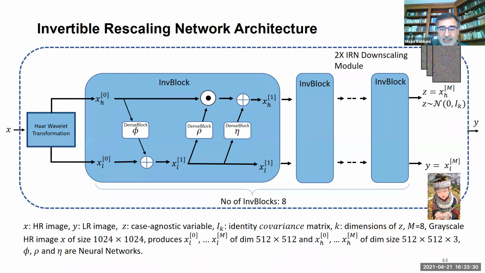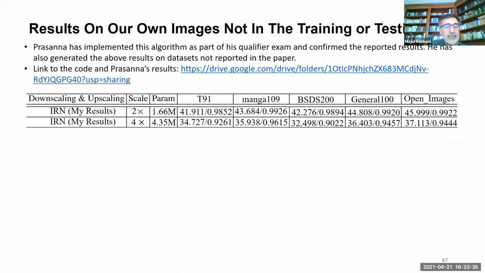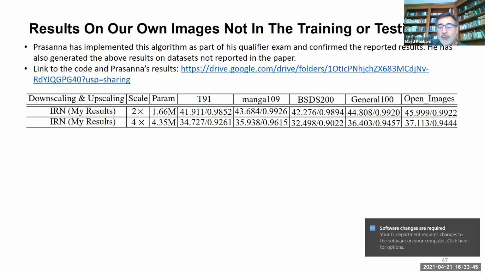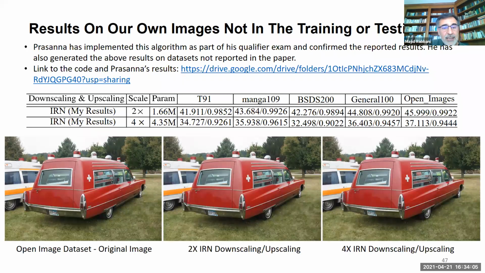But the last slide, and this talks about the weights that I am interested in, is that my student Prasanna, this is my last slide, has implemented this algorithm as part of his qualifier exam, and not only has confirmed the reported results, but also generated the above results on data sets that are not reported in the paper, okay? He has put his code in this particular folder, and you can download, go get his code, okay? Show you some images that he has, okay?